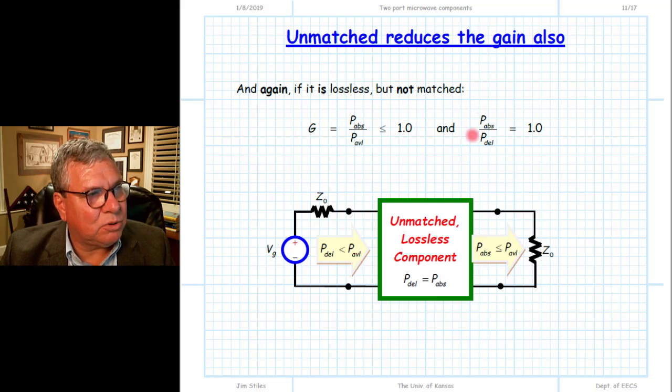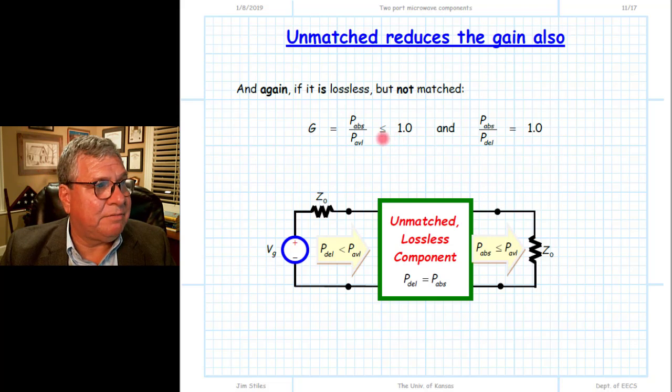Well, if the power absorbed to power delivered is equal to 1, and the delivered power is less than the available power, then we know the ratio of the power absorbed to the power available will be less than 1. And that's what we find when we have a lossless but unmatched device. And hopefully this shows why we define gain in this way.